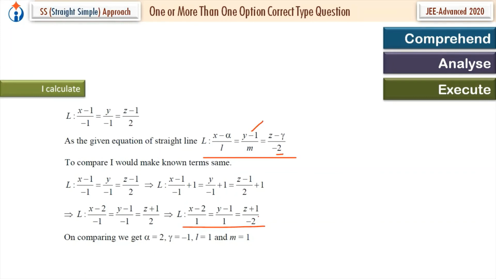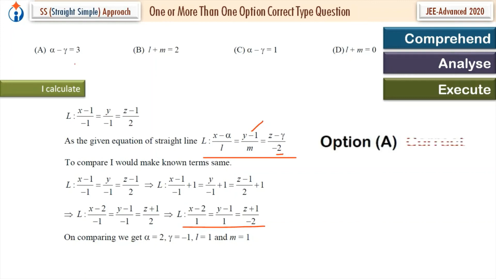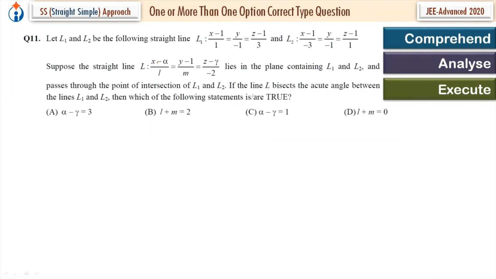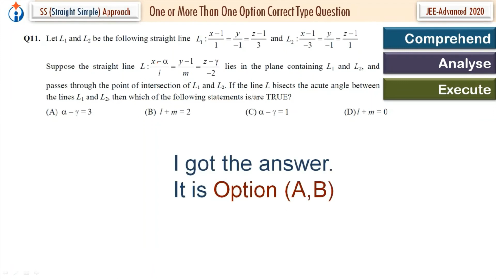I got all the values. Now let's check the options. Option A, alpha minus gamma is equal to 3, correct. Option B, L plus M is equal to 2, correct. Option C, alpha minus gamma is equal to 1, incorrect. Option D, L plus M equal to 0, incorrect. I got my answer. It is option A and B. Simple basic results.